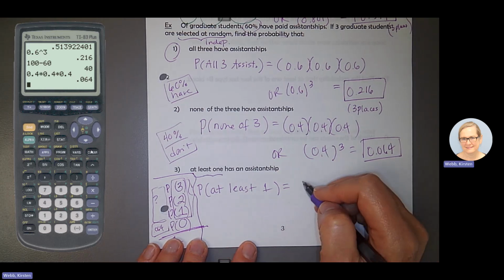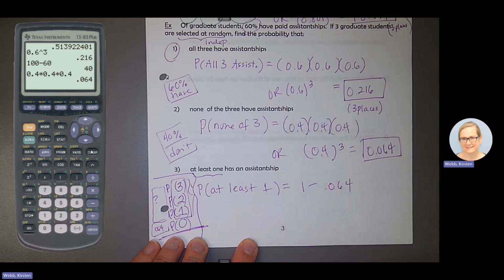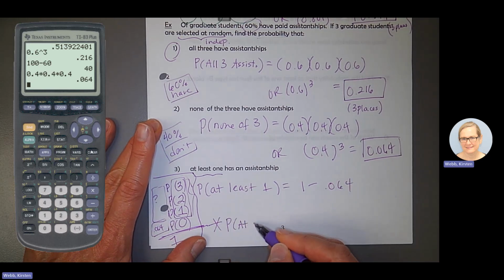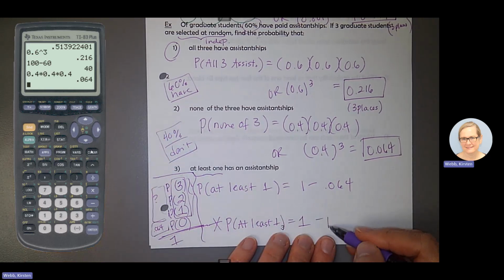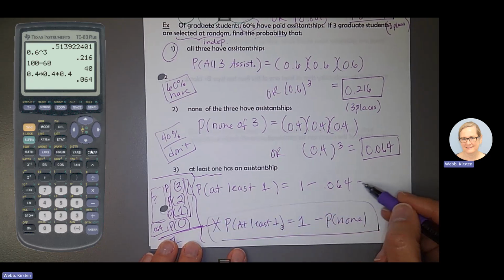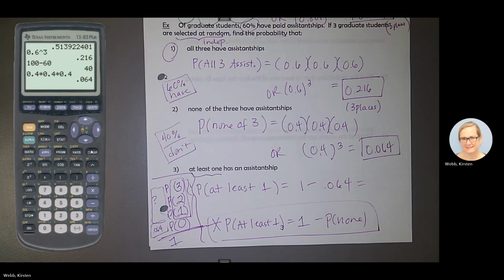1 minus, yeah. 1 minus 0.064. And then it turns out that's always true. The probability of at least 1 is always 1 minus the probability of none. So that's a trick we'll be asked to use now and then. It goes back to the idea of complements because 1, 2, 3 is the rest or the complement of 0. So those 2 probabilities should add up to 1.